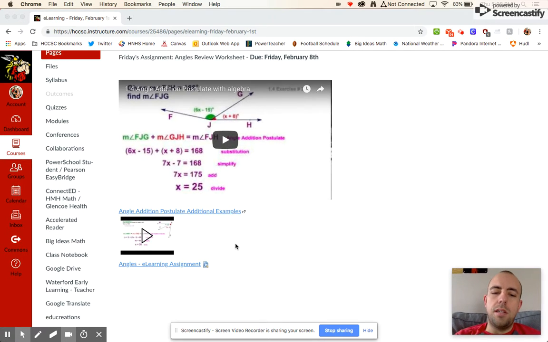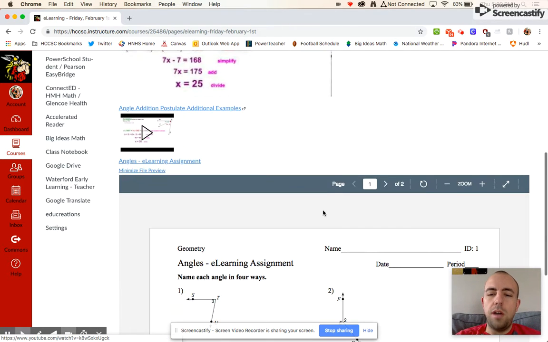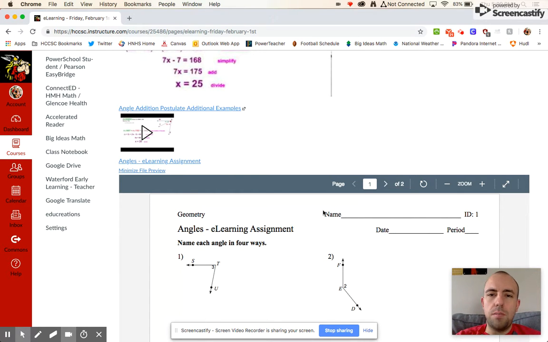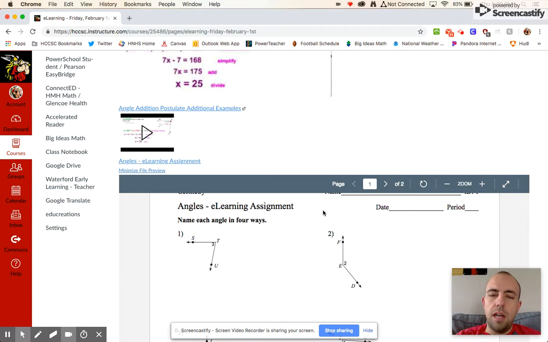Now the assignment itself is down here at the bottom, so I'm going to go ahead and click on this so you can see it. Same as yesterday, if you have access to a printer and want to print this off, that's fine, but you do not have to print it off. You can do it on a separate piece of paper. So the front side, there's 8 questions.